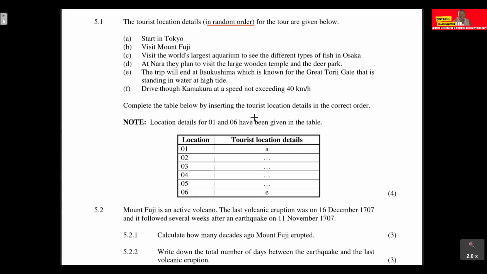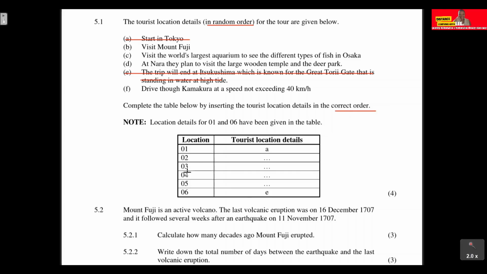Okay, so with this question, all that we need to do is complete the table below by inserting the tourist location details in the correct order. We see with this table, they've already filled in A for us, the first location, and the last location, E. So we can just scratch those out. We're not going to be focusing on those details because they've already filled those in for us.